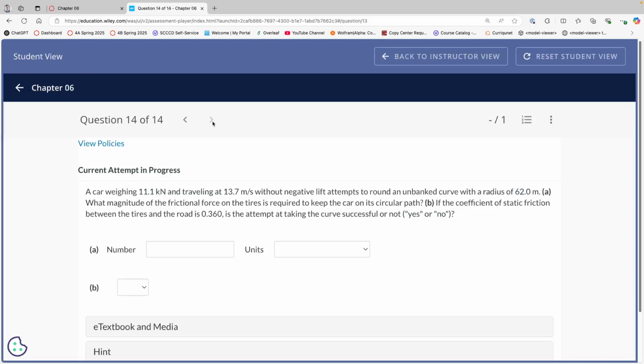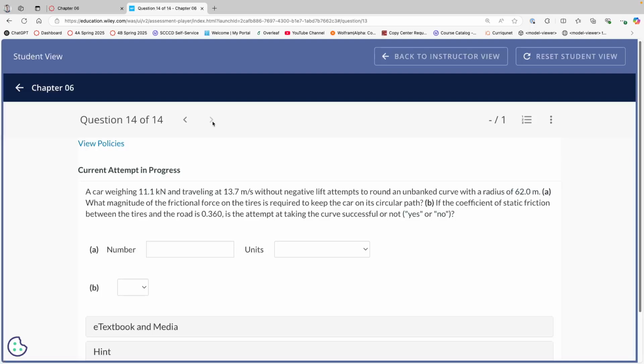Okay, and then this one, the banked turn. Now the first part here says it's an unbanked curve. So based on everything we just did together, what angle are you going to put in? 0. We've already got the solution for the unbanked turn. Wasn't it the square root of μrg? So what magnitude of frictional force is needed, and so on.